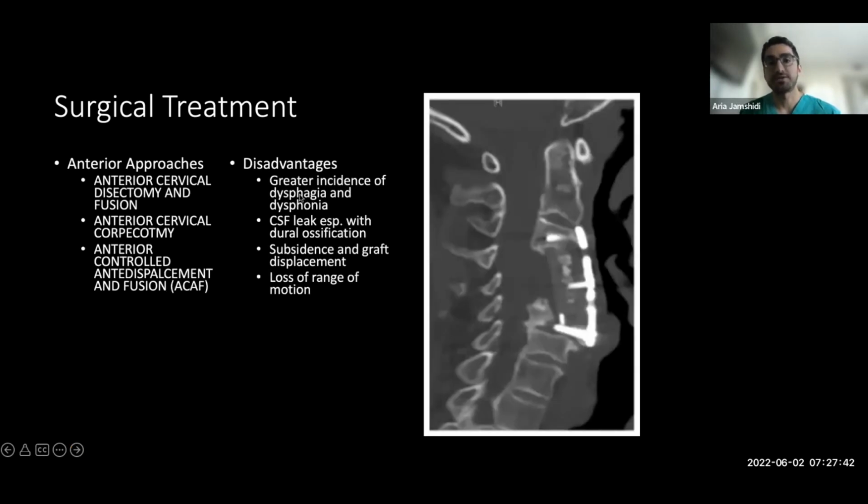The disadvantages are, obviously, dysphagia and dysphonia, and CSF leak, especially if the dura is ossified as well, which I'll delve into. Obviously, there's a risk of subsidence and graft displacement, especially if you're doing a multi-level corpectomy and not backing it up posteriorly, and also loss of range of motion.